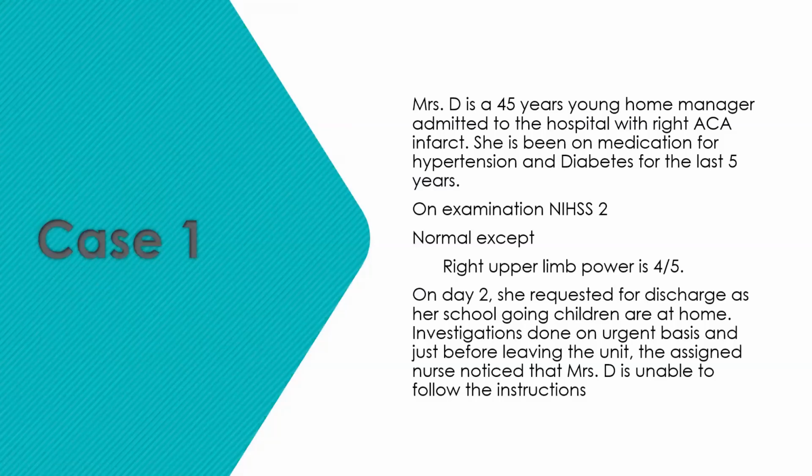Okay. So I'm going to discuss 2 cases. It's from a rehab perspective. Mrs. D is a 45 years old young home manager admitted to the hospital with right ACA infarct. She's been on medication for hypertension and diabetes for the last 5 years. On examination, her NIH was low, just 2. Everything was normal except right upper limb power, which was 4/5, and she was having some subjective numbness.